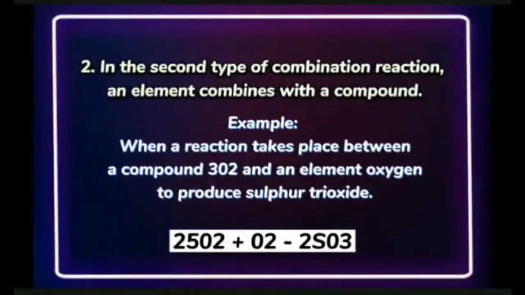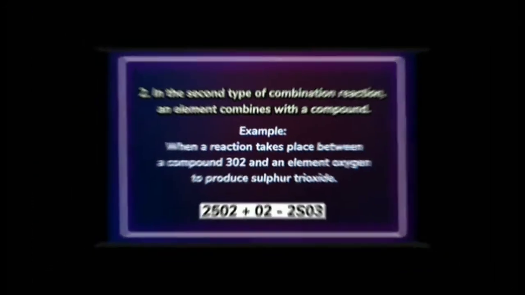In the second type of combination reaction, an element combines with a compound. So, meaning element plus compound. For example, when a reaction takes place between a compound SO2 and an element oxygen to produce sulphur trioxide. The symbol is 2SO2 + O2 → 2SO3.